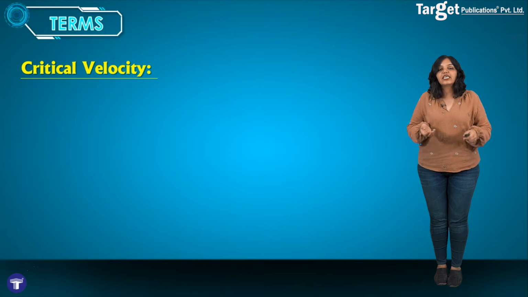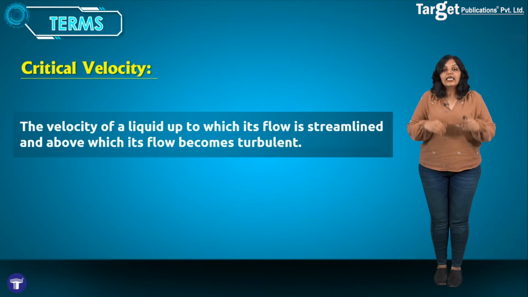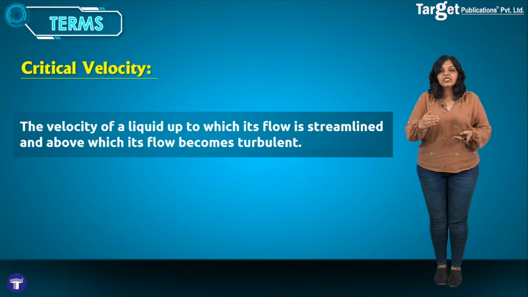And this brings me to the idea of the critical velocity. The velocity of a liquid up to which its flow is streamlined is known as the critical velocity. Above the critical velocity, the flow becomes turbulent.